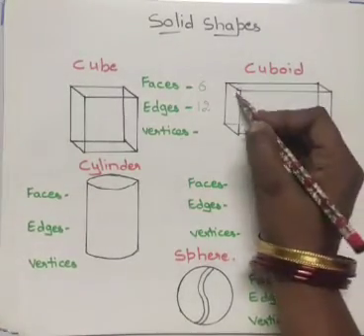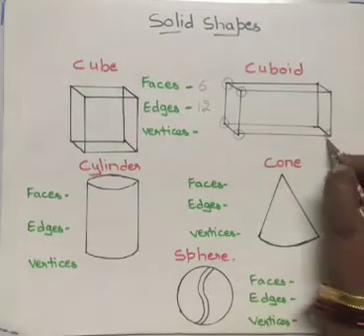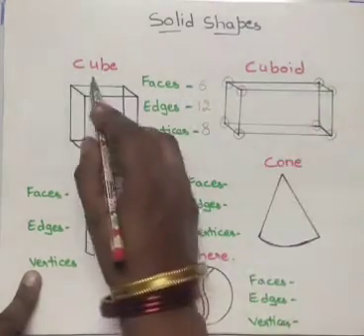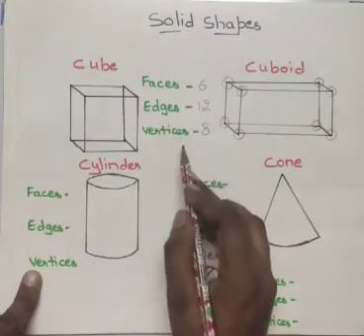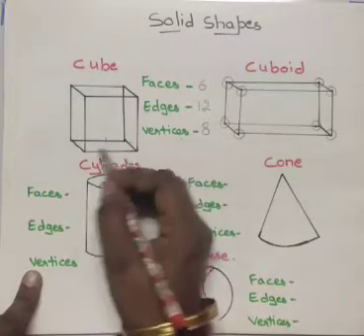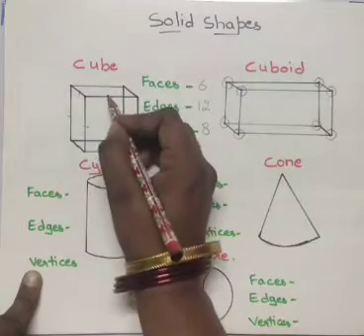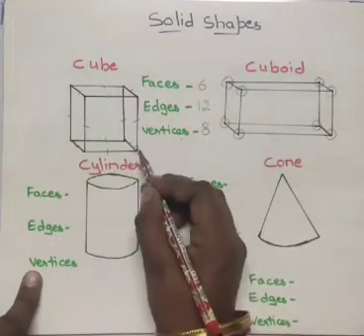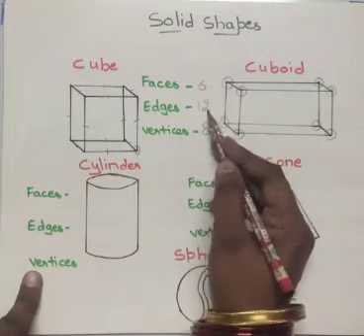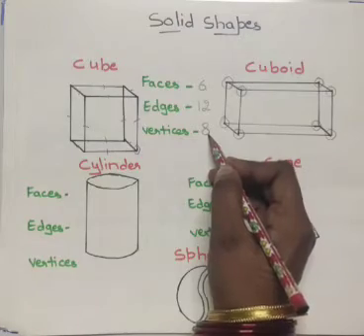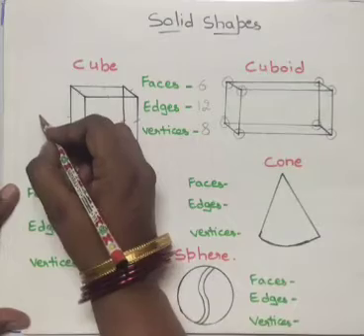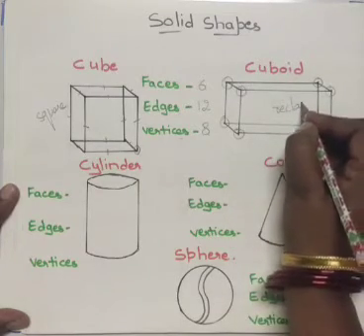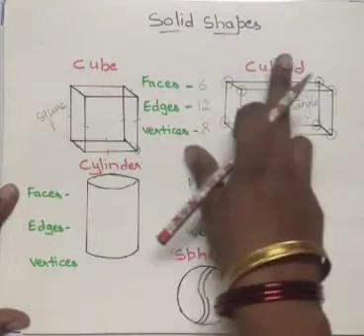And how many vertices? Vertices means corners. 1, 2, 3, 4, 5, 6, 7 and 8. 8 vertices. Cube and cuboids have 6 faces, 12 edges and 8 corners. These are its edges, lines, and these are corners. The only difference between a cube and a cuboid is that every face of a cube is a square, and every face of a cuboid is a rectangle.